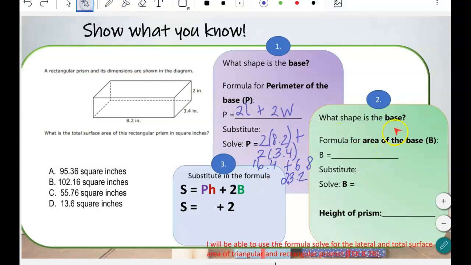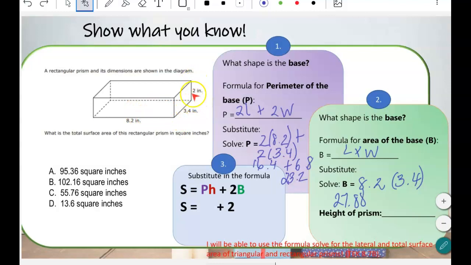All right, let's go to this part over here. The shape we know is a rectangle. To find the area of a rectangle, we're going to do length times width. So we have to do 8.2 times 3.4. And go ahead and use your calculator. 8.2 times 3.4 is 27.88. And we look at our prism.